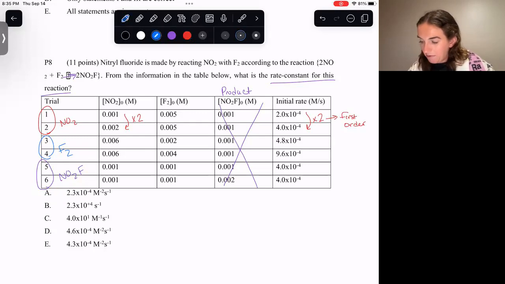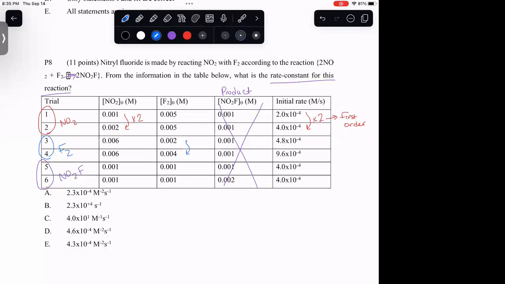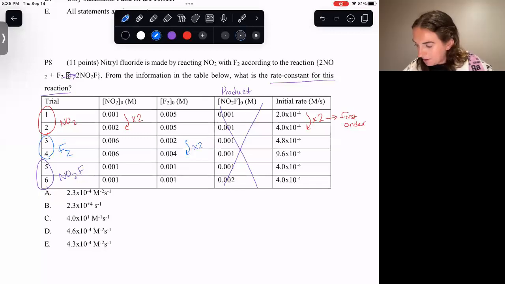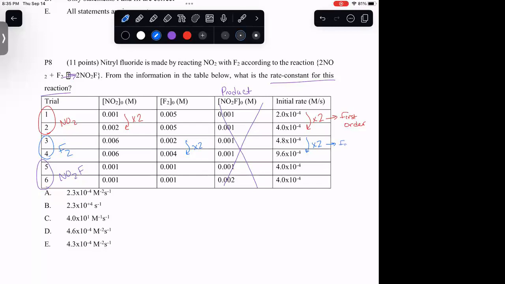Okay, and then how about for F2? What is it going from 0.002 to 0.004? It is doubling, and the rate is also doubled. Yep, this is times 2, and this is also times 2. So what order is this one? Also first. Also first order, awesome.